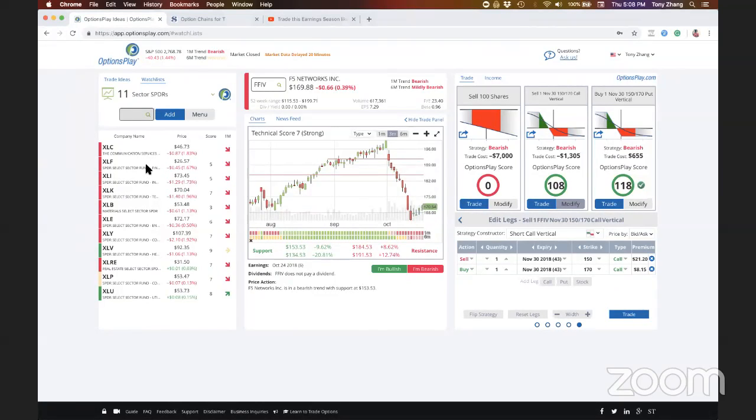Great presentation tool. How do you account for implied volatility in your model? The options play score is accounting for the implied volatility of the trade in order to decide whether a trade is cheap or expensive. So it's built into the options play score.